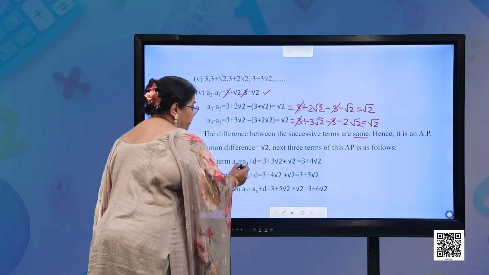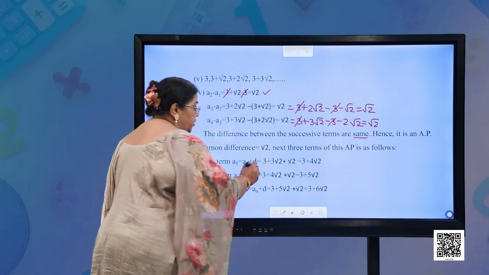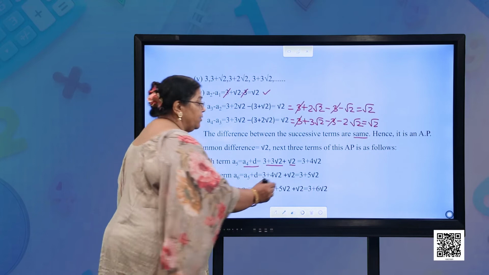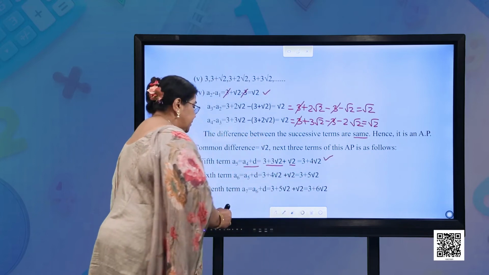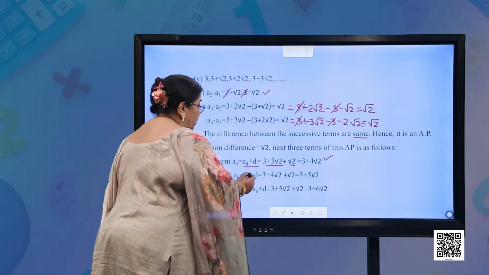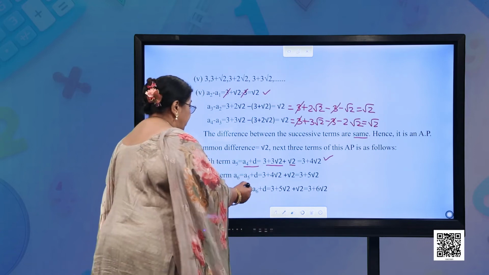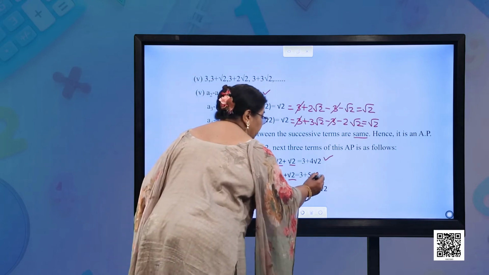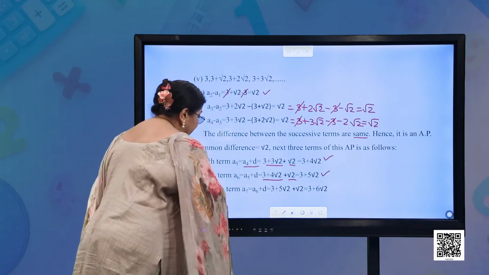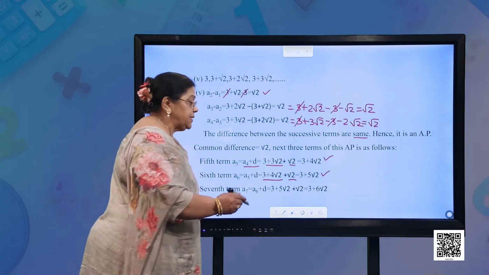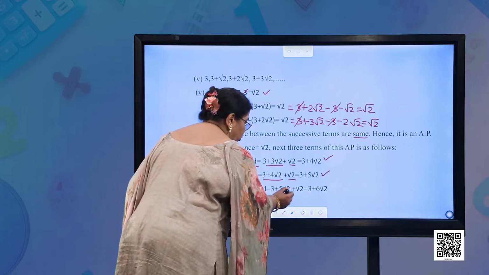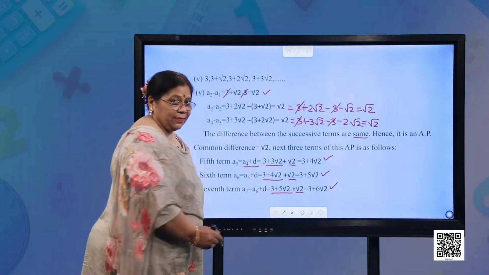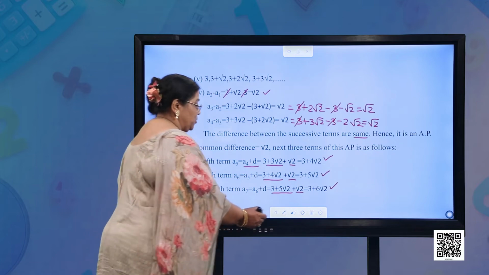Fifth term is A5, A4 plus D. 3 plus 3 root 2 plus root 2 will obviously become 3 plus 4 root 2. And sixth term is A6, that is equal to A5 plus D. What was A5? 3 plus 4 root 2 plus root 2, that gives us 3 plus 5 root 2. And seventh term is A7, A6 plus D. So, 3 plus 5 root 2 plus root 2, that gives us 3 plus 6 root 2. I hope you have understood. Come on, let us do the next one now.